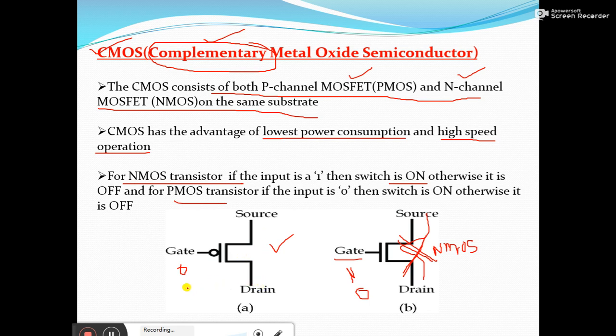And if it is 1, then the channel, or you can say the bridge, is assumed to be broken between the source and drain, and there is no charge carrier flow from source to drain, and this switch is assumed to be in off condition.